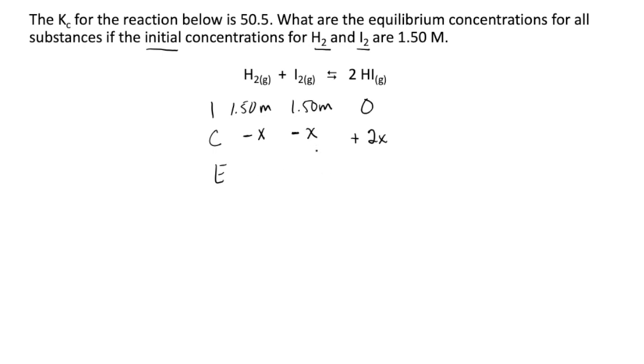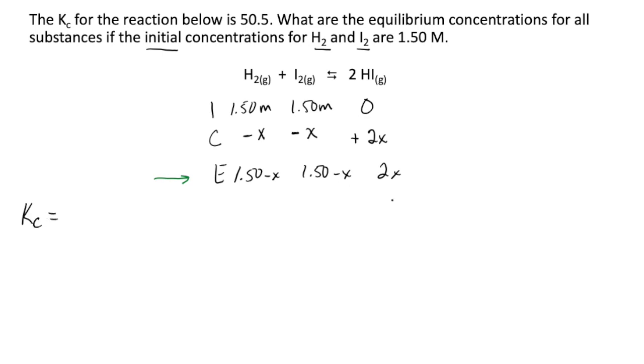Now we add each of these columns together to determine the equations we will use for the final equilibrium concentrations. So for H2, it would be 1.50 minus x. For I2, it would be 1.50 minus x. And for HI, 0 plus 2x is just 2x. The values for E is what we will use to build our expression for Kc.